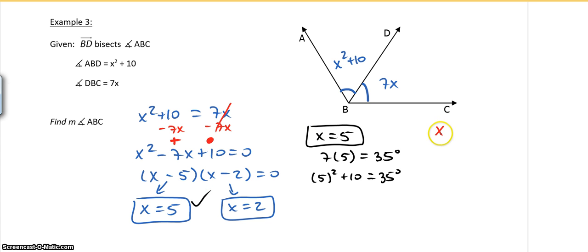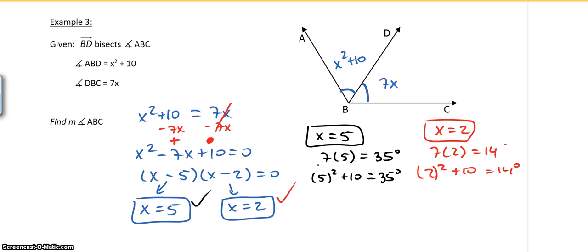Now let's go ahead and try x equals 2. So 7 times 2 is 14. And here we would go 2 squared plus 10, because x squared is my 2, which is also 14. So if it was 14 and 14, that checks out. So that's my answer as well.